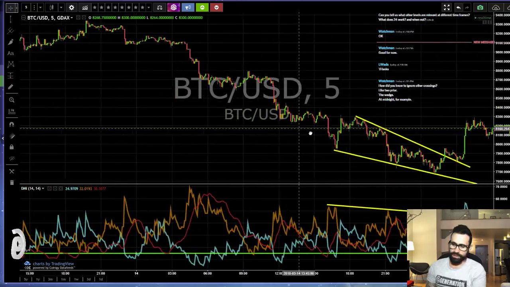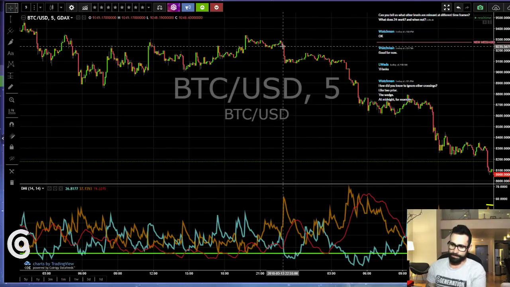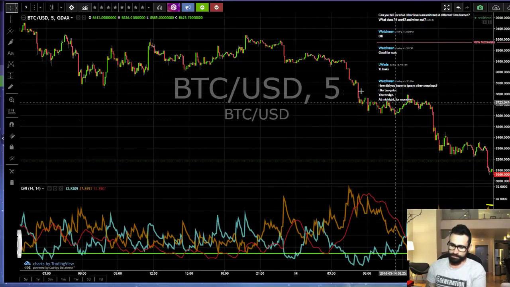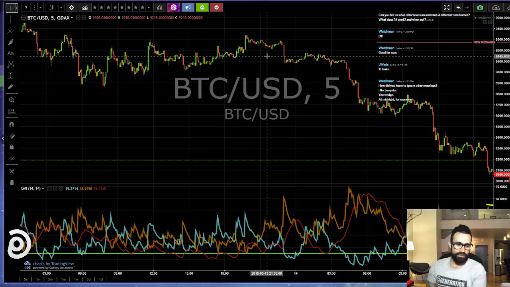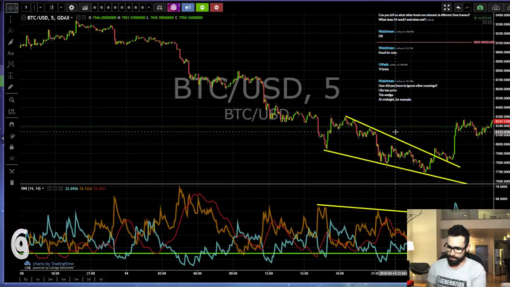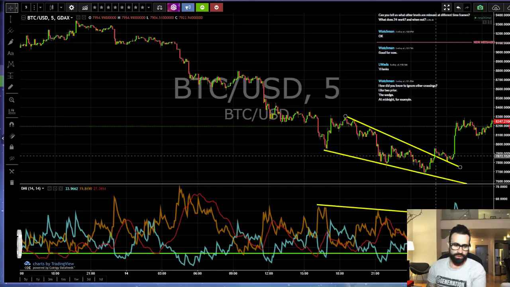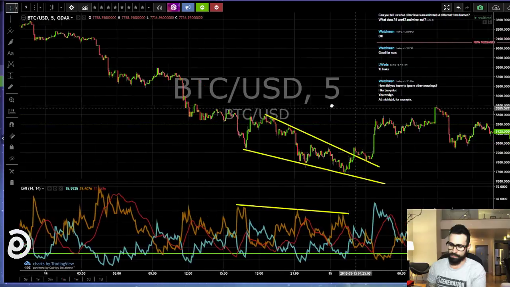So if we didn't have a falling wedge and we're in this downtrend, we still don't have confirmation. These two guys right here. Is that what you're talking about?